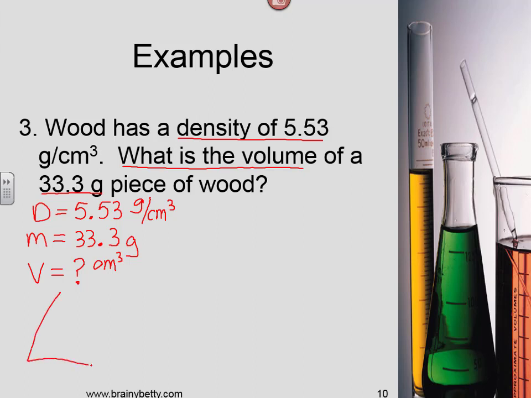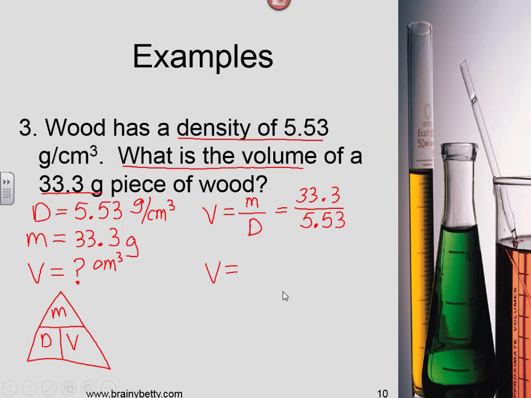Draw your triangle. Mountains over Death Valley. Cover up the V, and the rest tells you what to do. Volume equals mass divided by density. So the volume is equal to 33.3 grams divided by 5.53. Volume comes out to be 6.02 centimeters cubed.